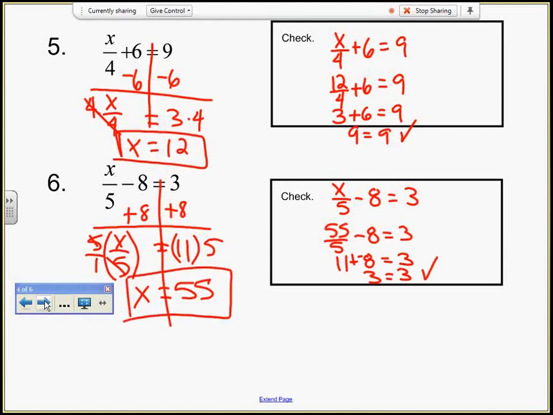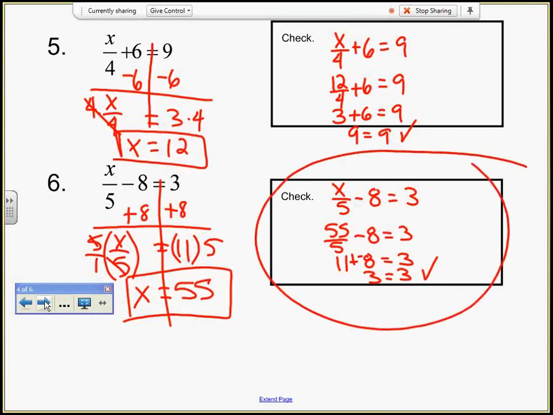So my answer is x equals 55. Okay. You know what I care about? I like the fact that you got x right. I care about the check. Okay? You need to work that check out, and when you get to a statement that's true, 3 equals 3, something that equals itself, you know you've got the right value for x.